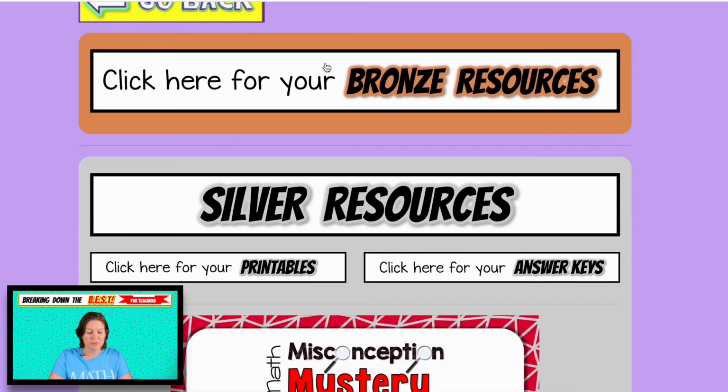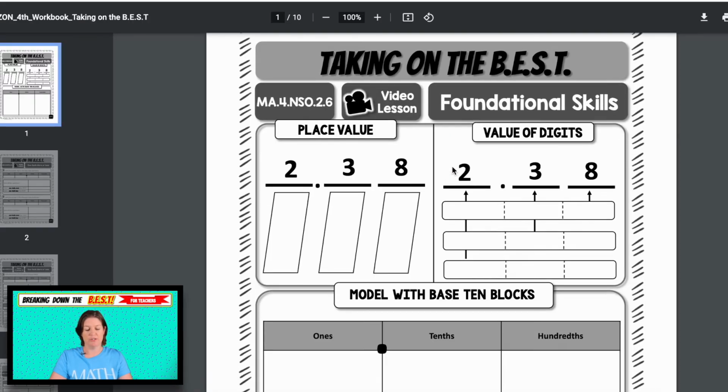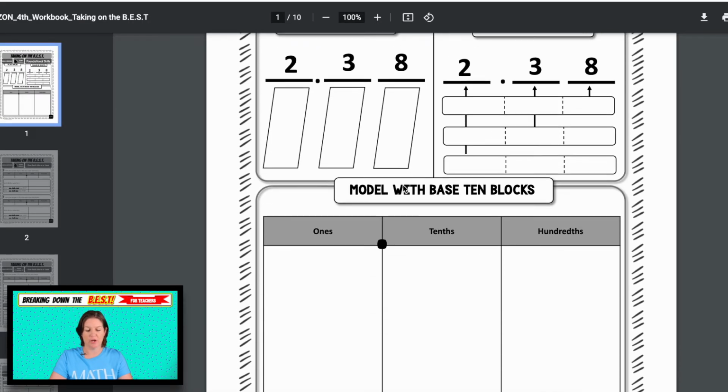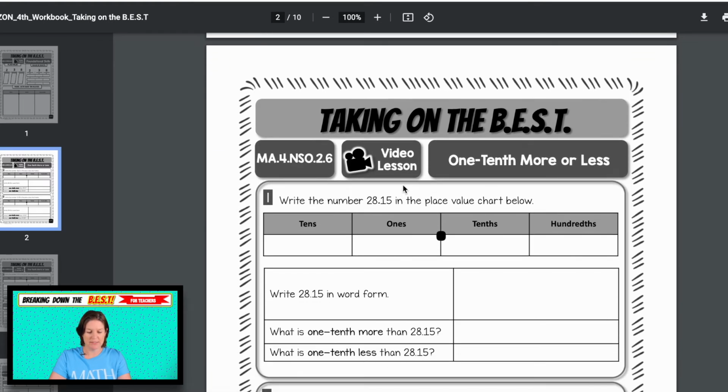You can go to the bronze resource at any time. But with the silver, you have access to your printables, your answer keys, and this math misconception mystery video. Let's look at the printables. So here you can see the video lesson. It's all just together, so it makes it easier for you to print and make your copies.